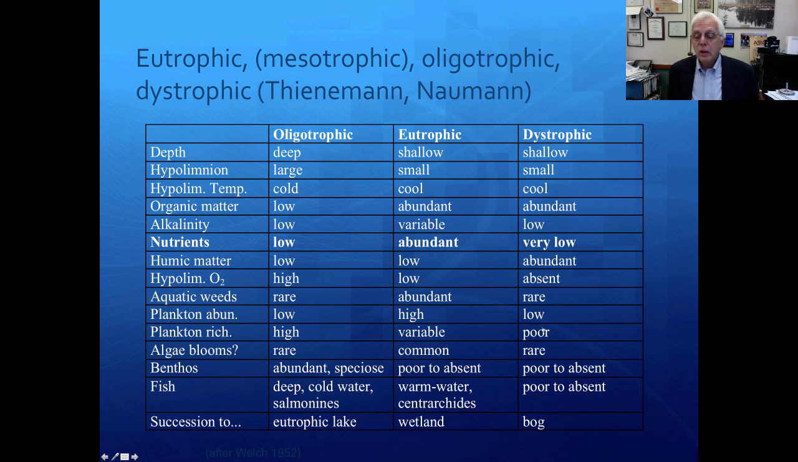Dystrophic lakes are those brown water systems that can have a lot of nutrients in them, but they have very low available nutrients. Primary production is very low. These tend to be bog-like ecosystems, and so we call them dystrophic, and it's like dysfunctional in a way. At least that's where the word came from.